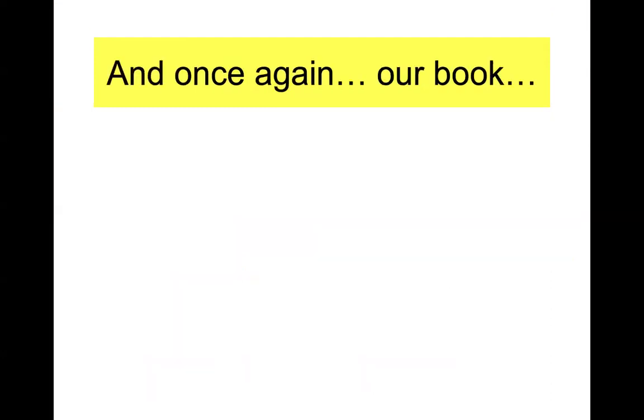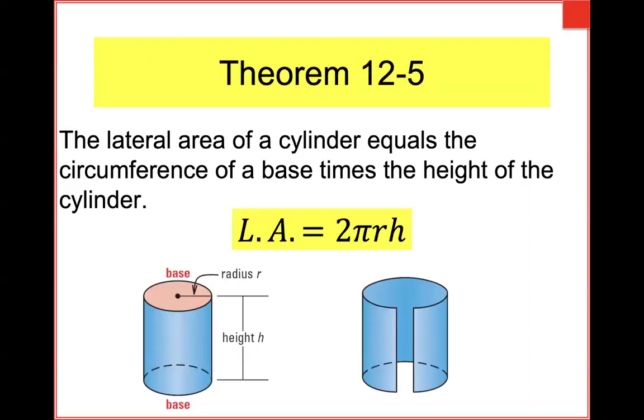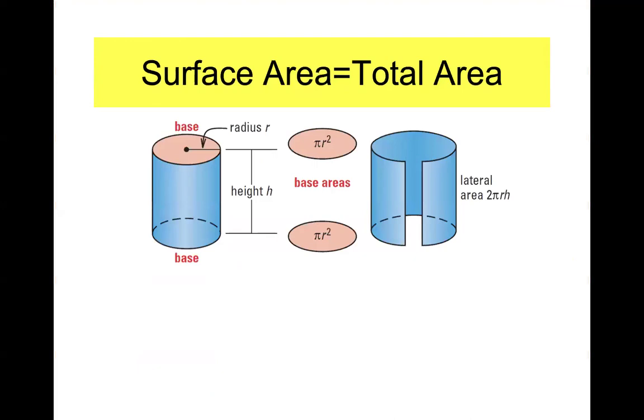Okay, cool. So now we have lateral area. Once again, our book doesn't give us a formula for total area, but think about this. If lateral area is just the blue part, we're just missing the two bases, and the two bases are circles, and each circle's area is pi r squared, and I have two of them, so that would be 2 pi r squared.